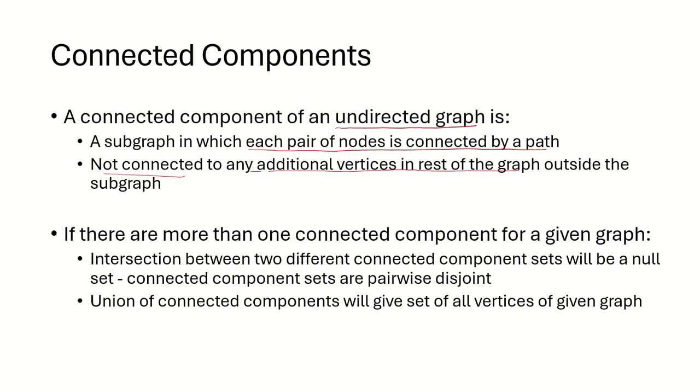Now there can be more than one connected component for a given graph, and the intersection between these different connected components would be a null set. That means these connected component sets will be pairwise disjoint. Also, the union of the connected components will give the set of all vertices of a given graph.